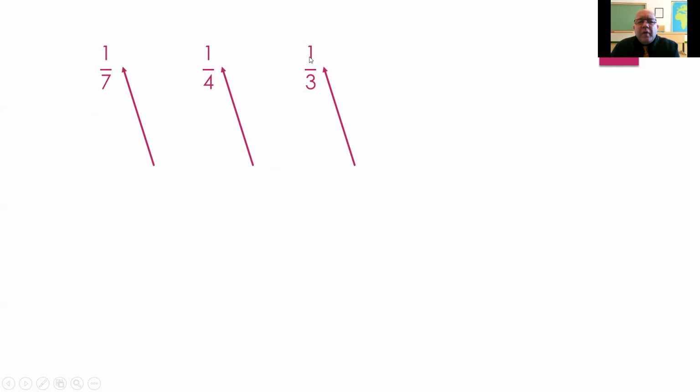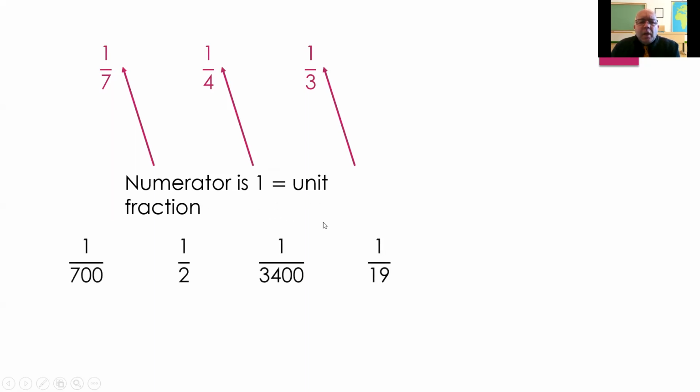Now, if there is a 1 as your numerator, if the top number in your fraction is a 1, then this is called a unit fraction. Okay? It's telling you what single one of those types of fractions will be. Okay, so a unit fraction. So all of these are unit fractions. It doesn't matter what the denominator is.